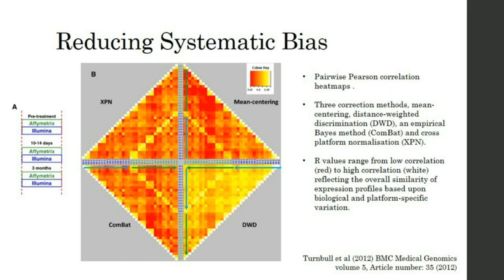What's quite interesting here is that the correlations between the matched samples across platforms with both ComBat and XPN are very strong. This is quite a bright yellow, close to a Pearson correlation of 1. Whereas the mean centering is not quite as good, and with distance-weighted discrimination, we've actually overcorrected the data. So we're no longer seeing that difference between the background data and the matched samples. The purpose of this paper was really to demonstrate that even with those older technologies, using established correction methods, it is possible to combine data and derive reliable and useful transcriptomic data that can be analyzed.